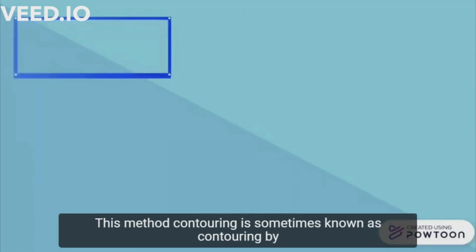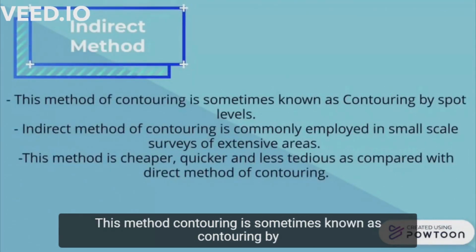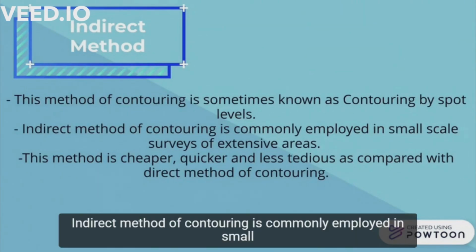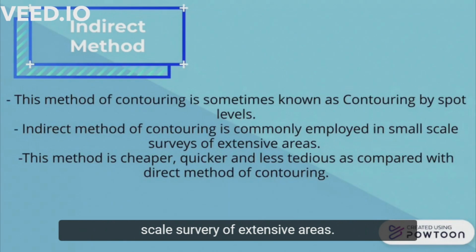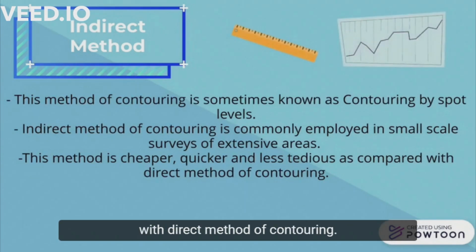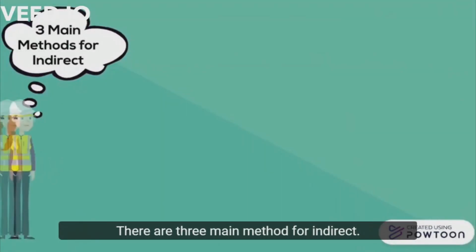For the indirect method, this method of contouring is sometimes known as contouring by spot level. The indirect method of contouring is commonly employed in small-scale surveys of extensive areas. This method is cheaper, quicker, and less tedious as compared with the direct method of contouring. There are three main methods for indirect contouring.